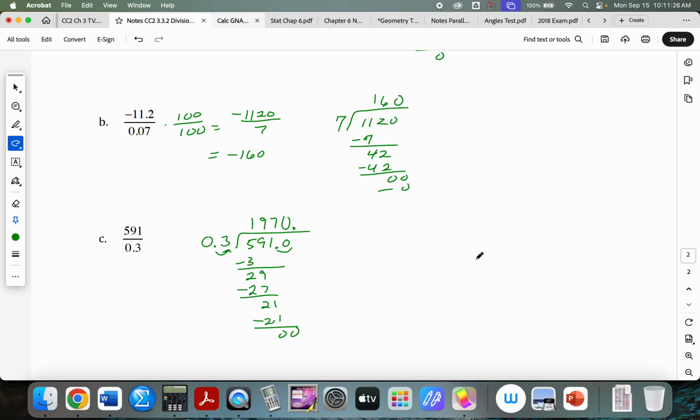Yes, ma'am. Yeah. So if we take this and multiply top and bottom by 10, we'll get 5,910 divided by 3, which is what we end up with over here after moving the decimal. It's just that multiplying by 10 moves the decimal for you. And then we just divide the same as we did over there.